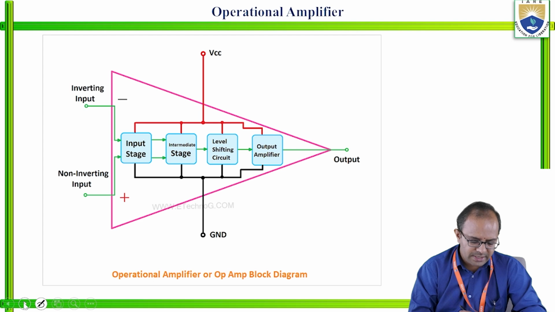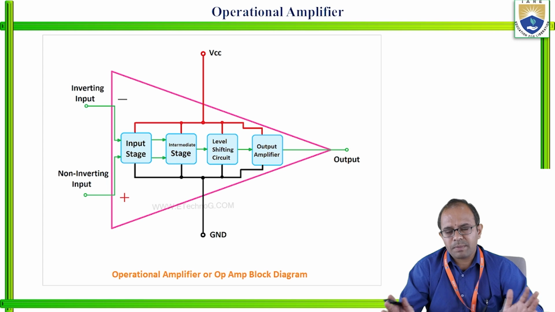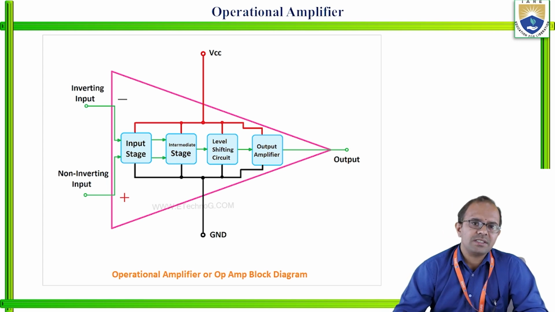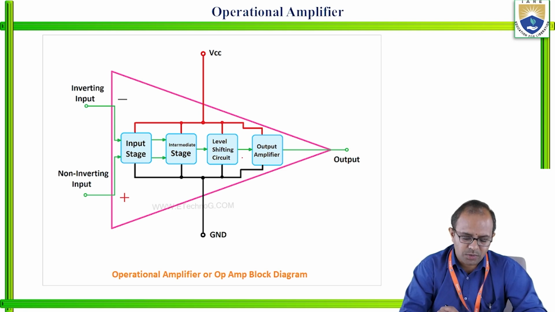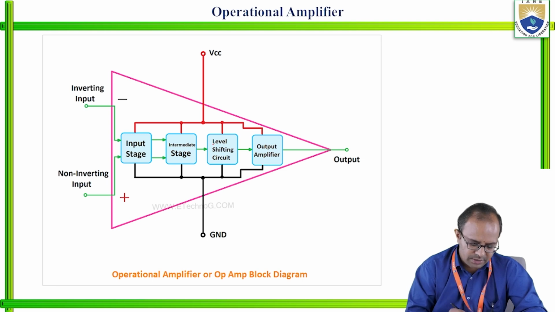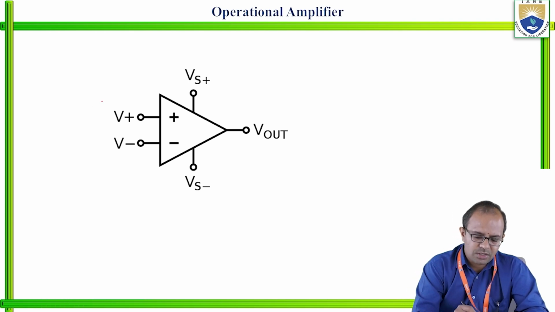Right? So this is about the block diagram of the operational amplifier. So do remember, it consists of the input stage, intermediate stage, then the level shifting stage, and finally the output stage. Whatever you are looking at here is the diagram that represents your operational amplifier with more details. And this is the symbol. So what is the symbol for the operational amplifier? As we said, there are two inputs. These are the inputs. So this is nothing but the non-inverting input.